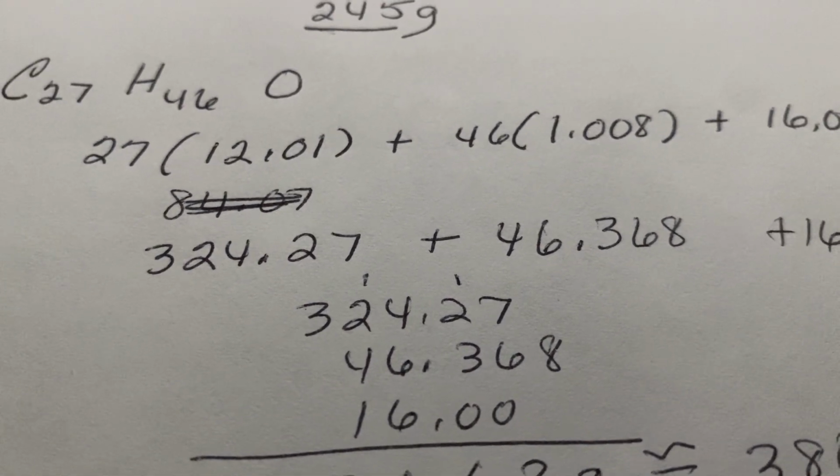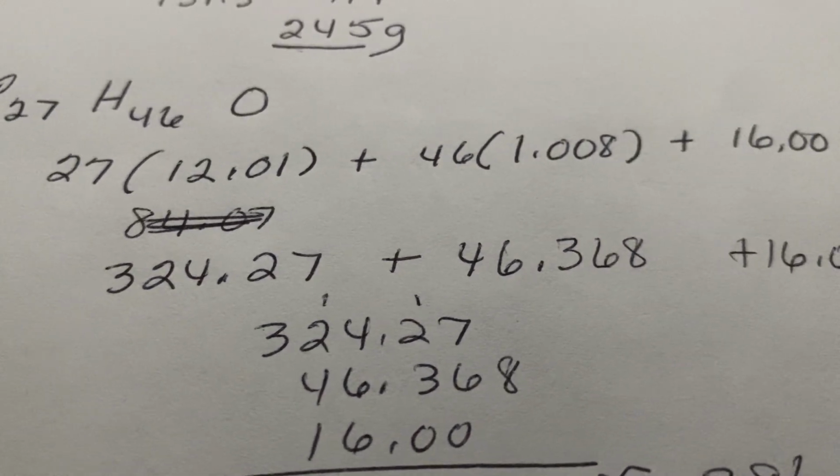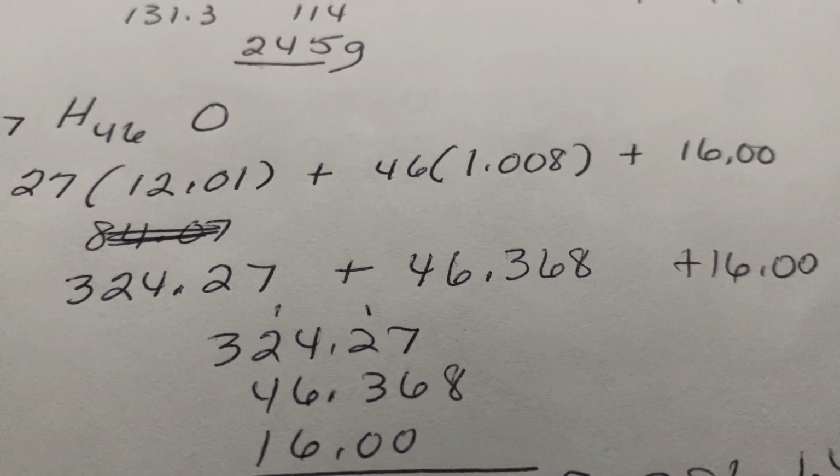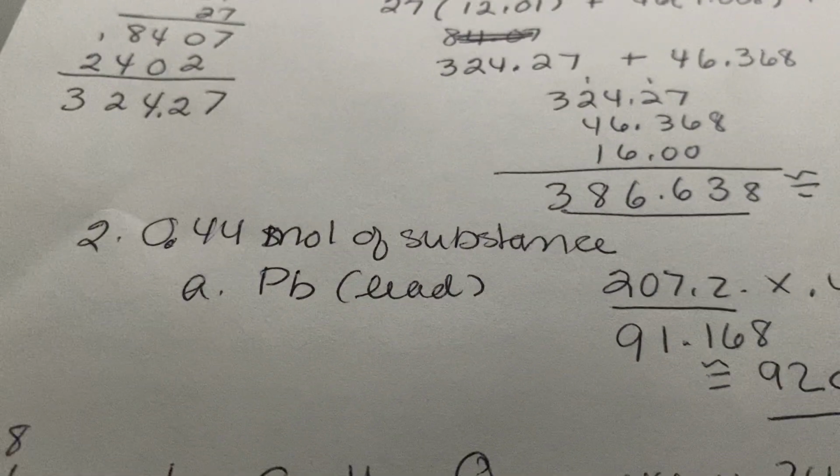So all you do is add those up. 12.01 times 27. Hydrogen is 1.008 times 46, and 16. And so that's the number you get.